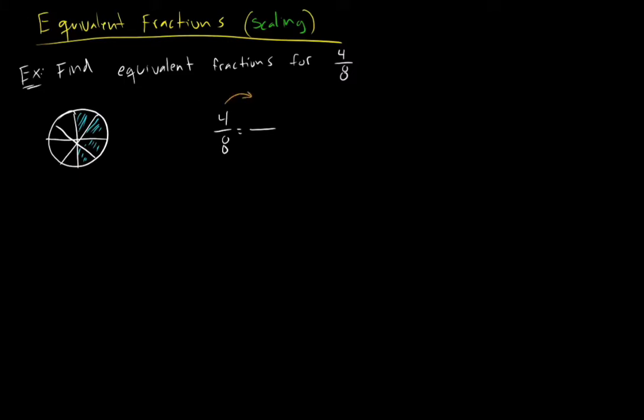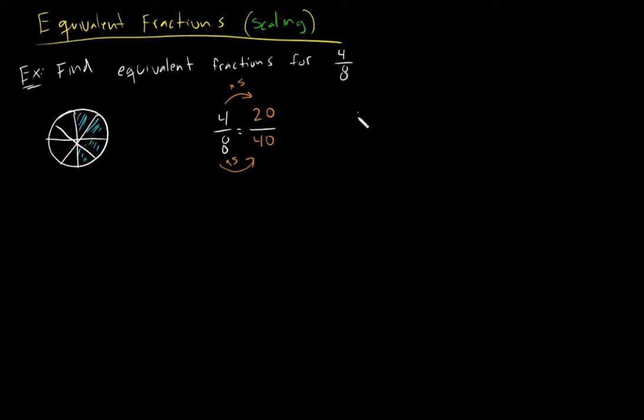If we pick, for example, 5. I like 5, pretty simple number. So 4 times 5 will give us 20, and 8 times 5 will give us 40. So 20 out of 40, or 20/40, is an equivalent fraction to 4/8.